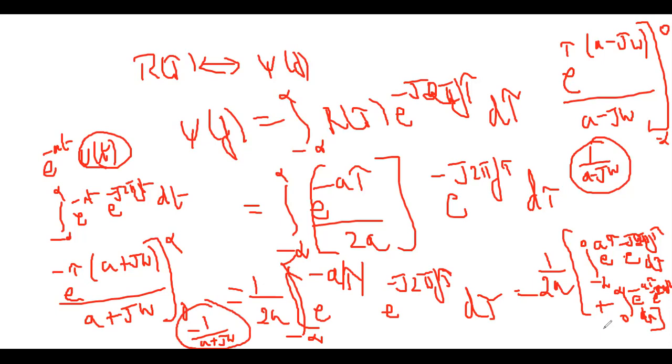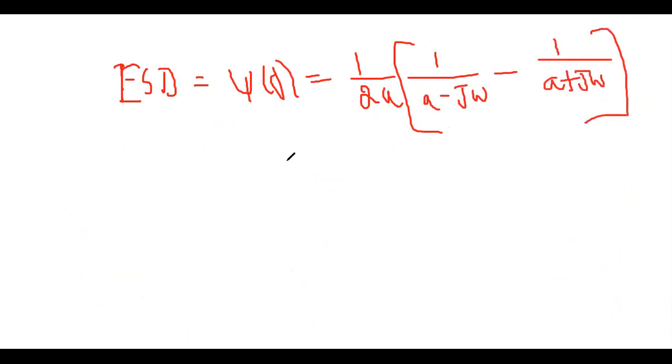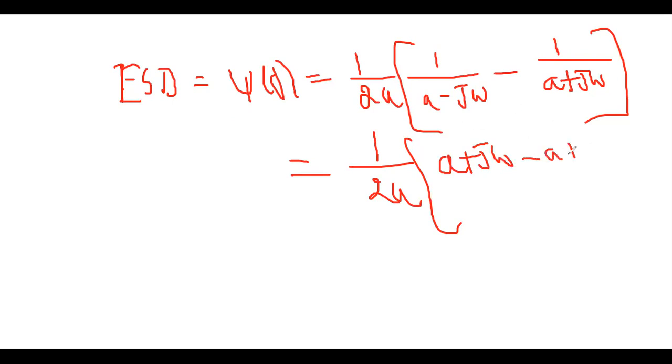Now we can apply it here. The energy spectral density psi of f is equal to 1 by 2a times the first integral, 1 by (a minus j omega), minus the second integral, 1 by (a plus j omega). Take the LCM here: (a plus j omega) minus (a minus j omega), and the denominator is (a minus j omega)(a plus j omega), so a square plus omega square, since (a plus b)(a minus b) is a square minus b square, and with j square the minus becomes plus.